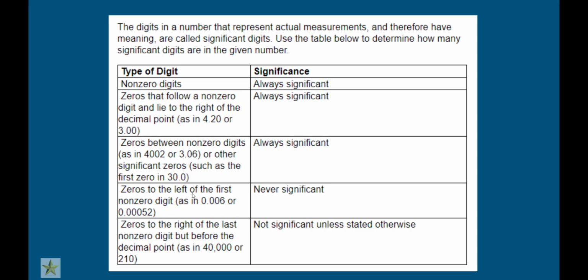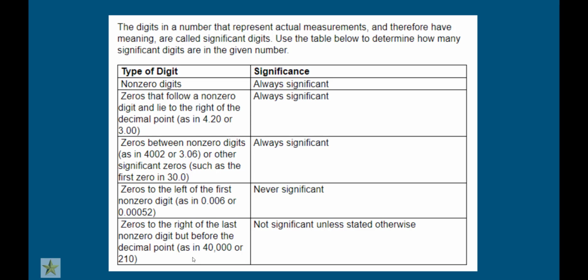Now, zeros to the left of the first non-zero digit are acting more as placeholders. Here we have 6 thousandths. These are never significant. Zeros to the right of the last non-zero digit, but before the decimal place, are again placeholders, such as 210 or 40,000. The 4 here is significant. There are 4 zeros to the right of the 4, and because they are between the 4 and the decimal place, they are not significant unless stated otherwise.